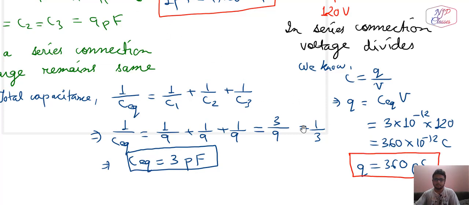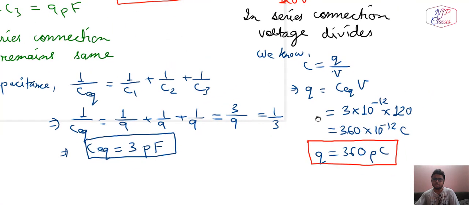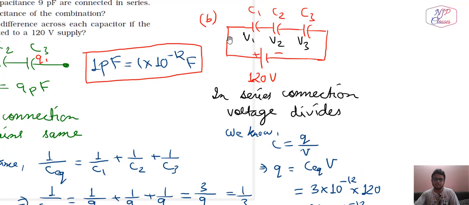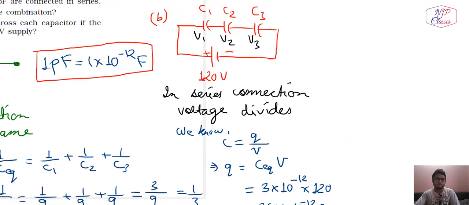Is it clear? If the charge is 360 picocoulomb, then on each capacitor the charge is 360 picocoulomb. Then how much will the voltage be? Let me write here, V1 equal to Q by C1. How much is Q? 360 divided by what?